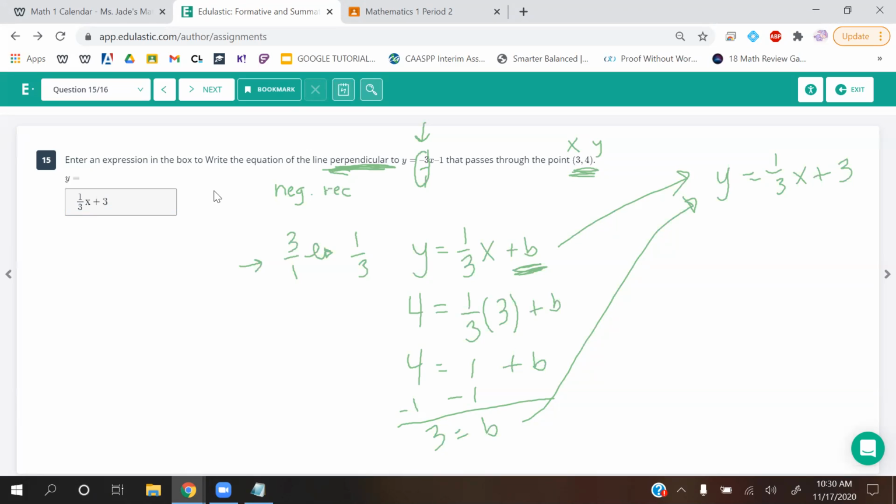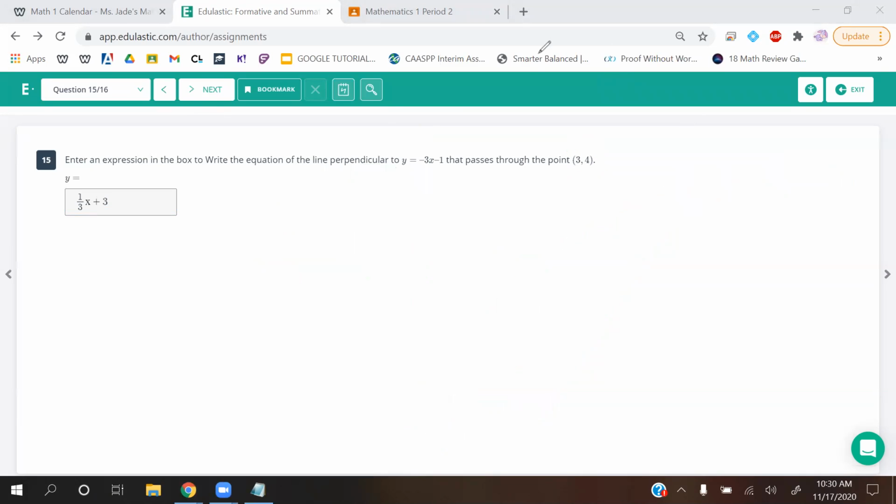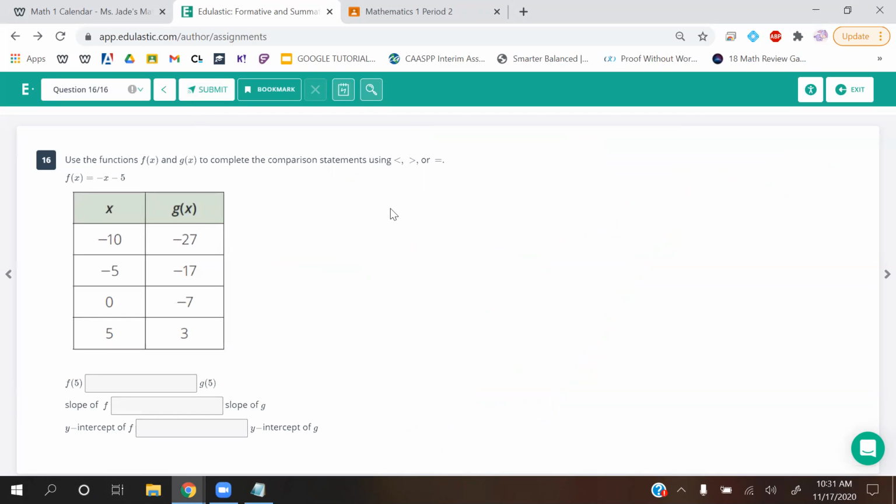Okay, let's do the last one. Use the functions f of x and g of x to complete the comparison statements using less than, greater than, or equal to. Let me just annotate a little bit. This one means less than. This one is greater than.